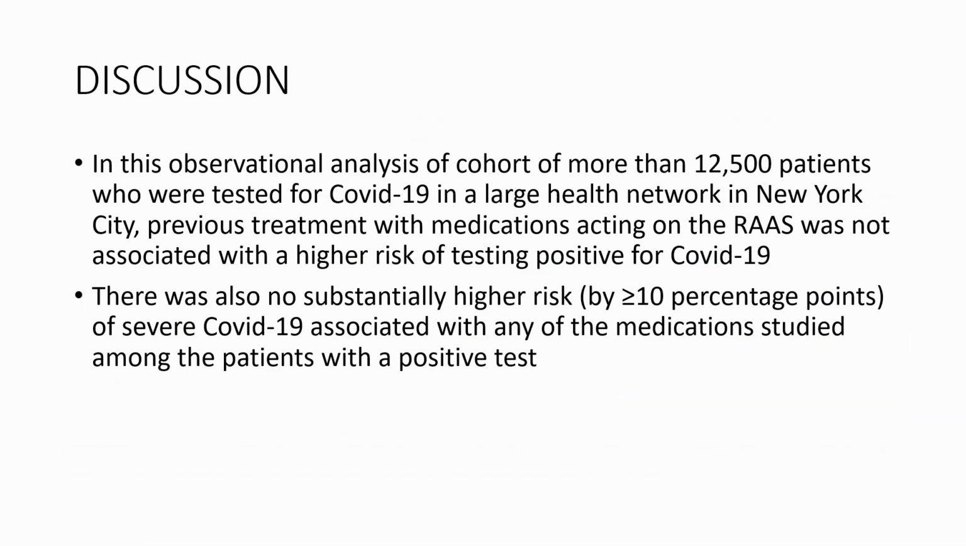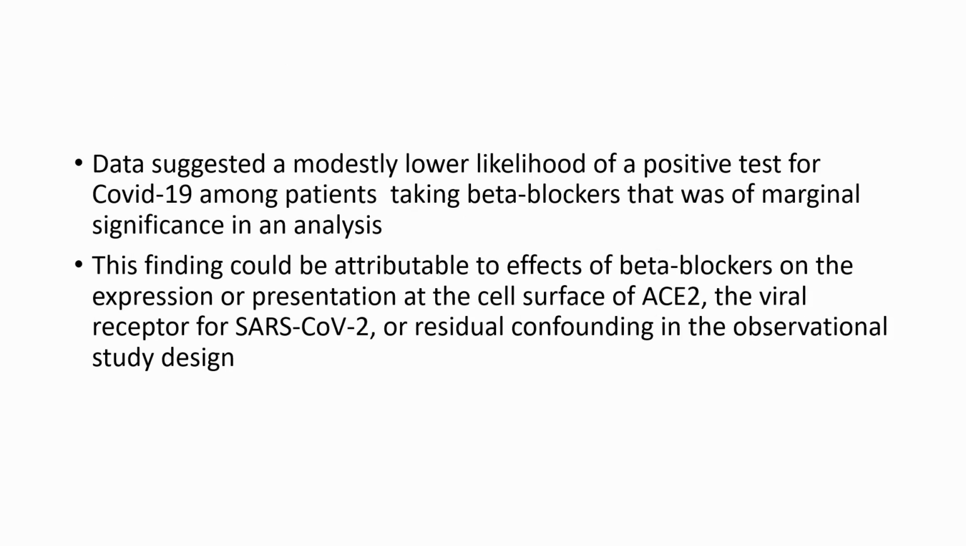Coming to the discussion, in this observational analysis of a cohort of more than 12,500 patients who were tested for COVID-19, we come to the conclusion that there was no substantial higher risk, that is, a difference of greater than or equal to 10 percentage points, of COVID-19 associated with any of the medication studied among the patients with a positive test. The data suggested a modestly lower likelihood of a positive test for COVID-19 among patients taking beta blockers, which was of marginal significance in an analysis. These findings could be attributed to the effect of beta blockers on the expression or presentation at the cell surface of ACE2, the viral receptor for SARS-CoV-2, or to residual confounding in the observational design.